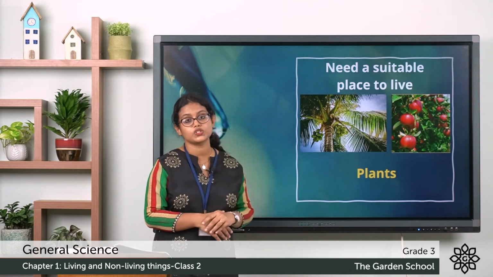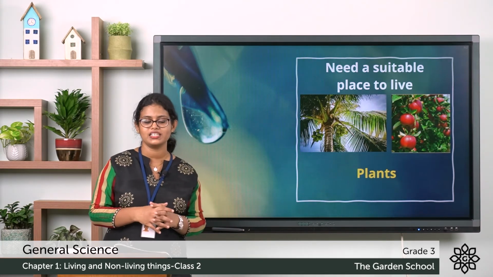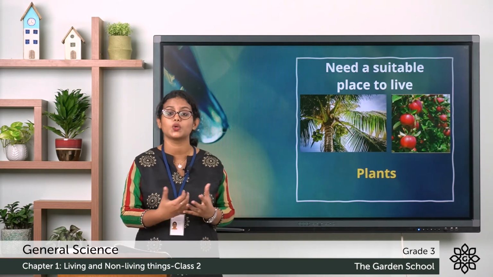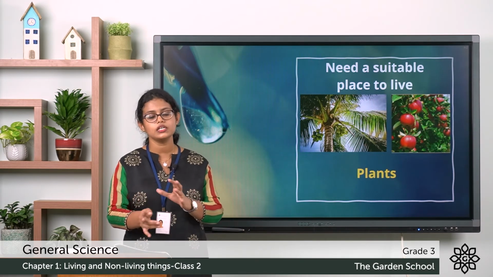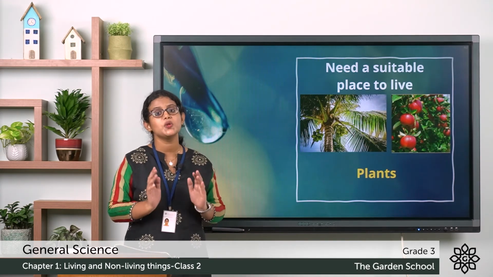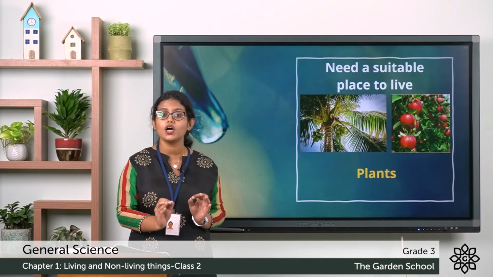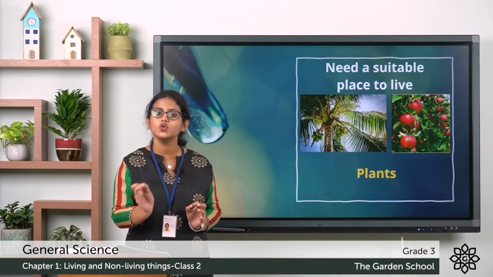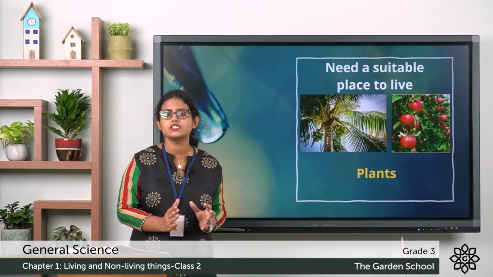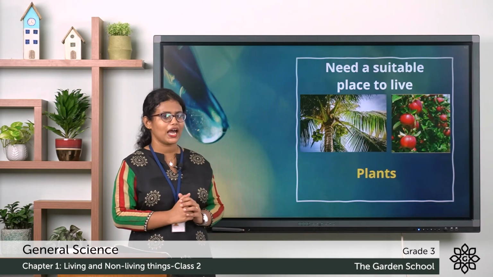So which is the next picture? It's a picture of an apple tree. And where can you find this apple tree? Where do the apple trees grow? They grow in cold regions. Can the coconut tree survive in that cold region? No. Why? Because it is not its suitable place to live. So all living things have a suitable place to live. So that is about plants.